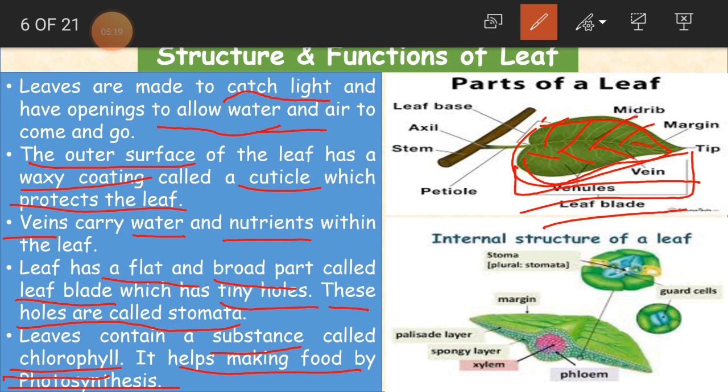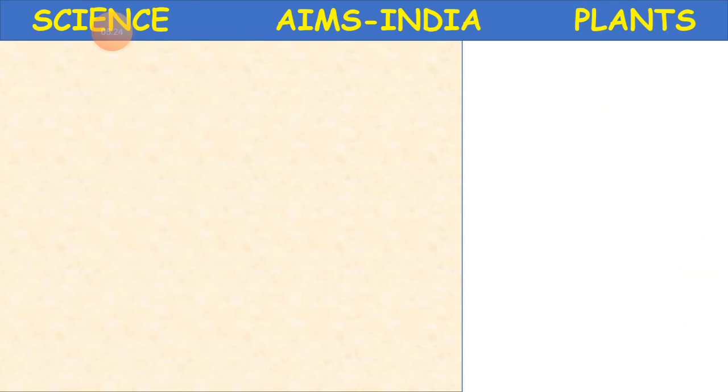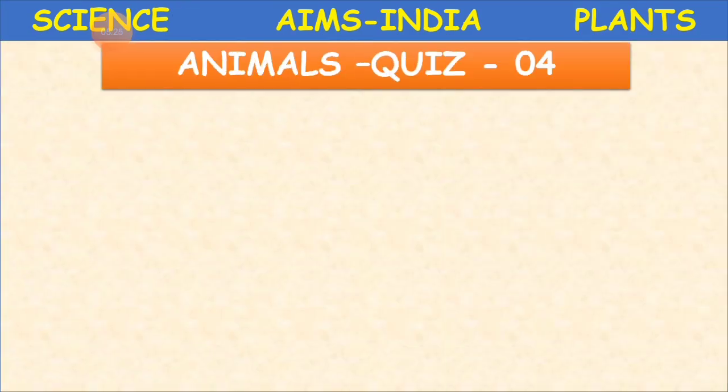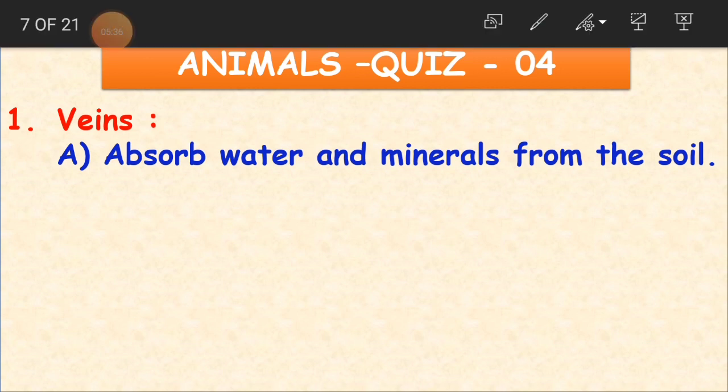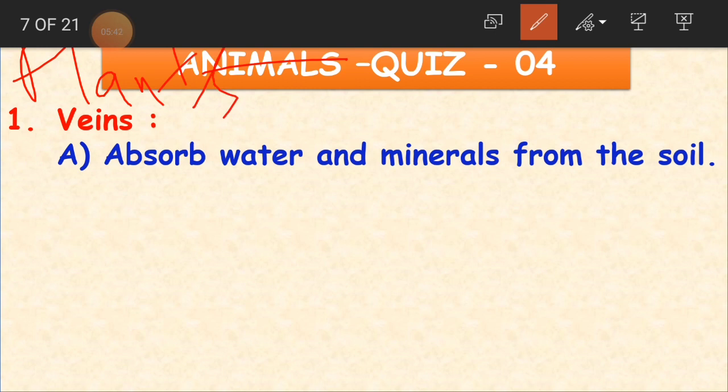Clear children? Okay. Now we'll go to the next one. Next topic here. What is our topic here? Our revision in the form of questions and answers. Okay children. So we'll just see the first question now. Sorry, this must be plants. I have written this as plants. Okay. Now the first question here is about veins.